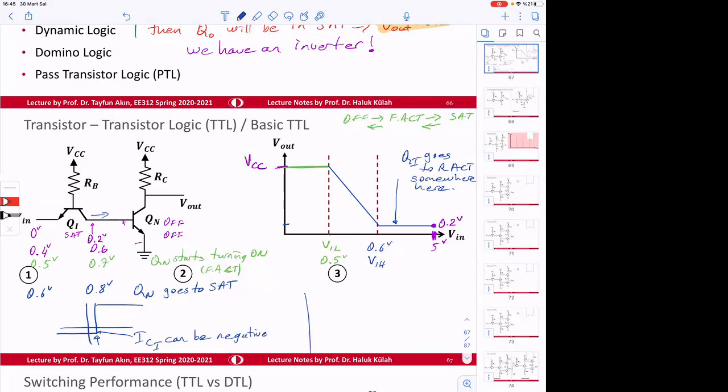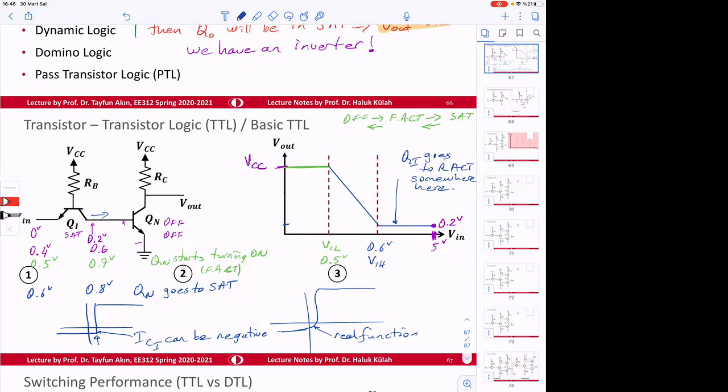You know, in fact, in the real transistor model, remember this was coming like this, and then it was going like this. So here, ICI could be negative. Okay, so that current is going to be enough to put QN to saturation, and that's how the real function works. Okay, so we obtained the simple voltage transfer function here.